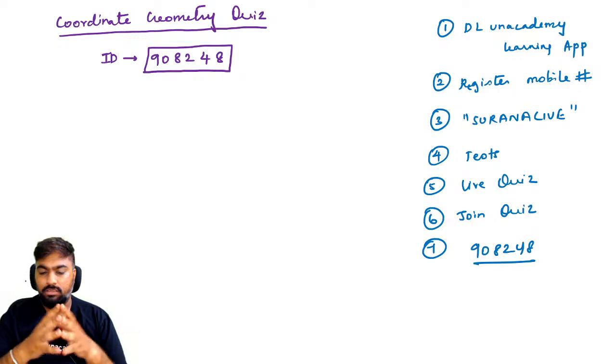rhombus के diagonals property क्या है? What do the diagonals of a rhombus do to each other?